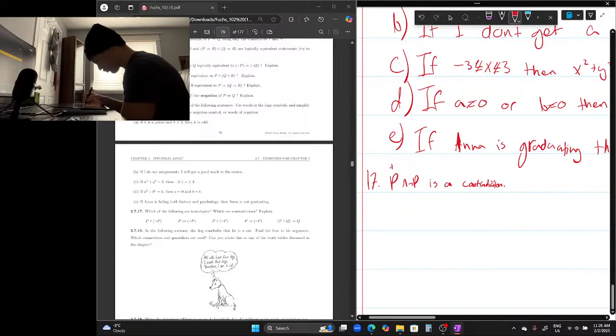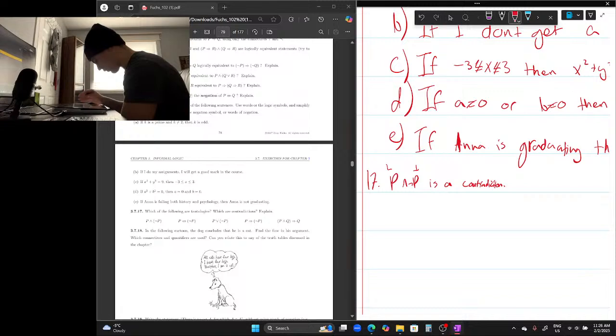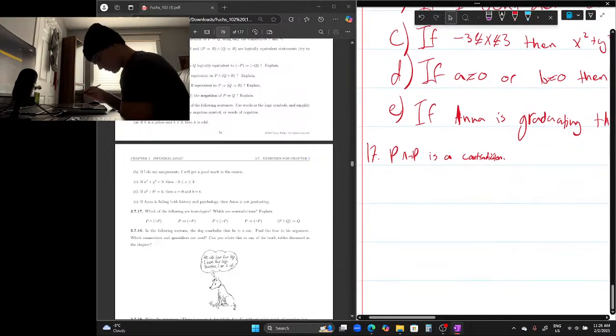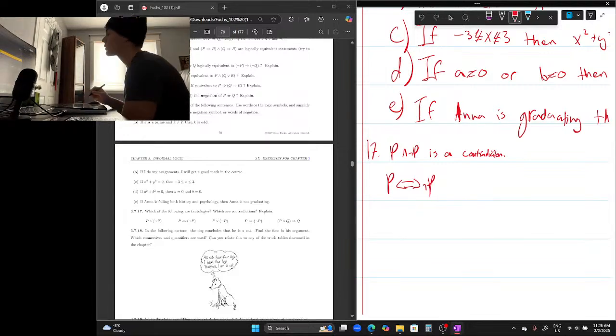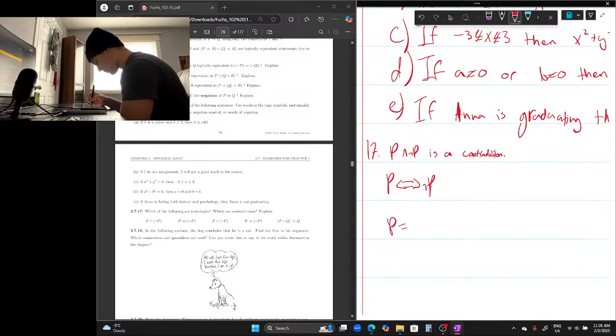Like if it's true, then this is true, but this is false, and if it's false, then this is true, but this is false. So it's always false. P implies P and not P. This is because we have P implies P and not P implies P.